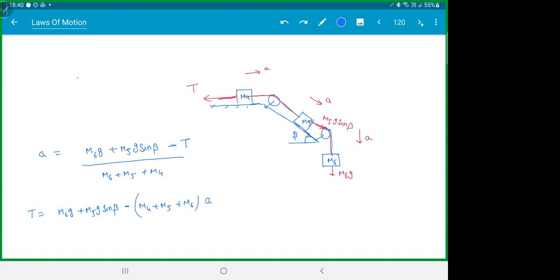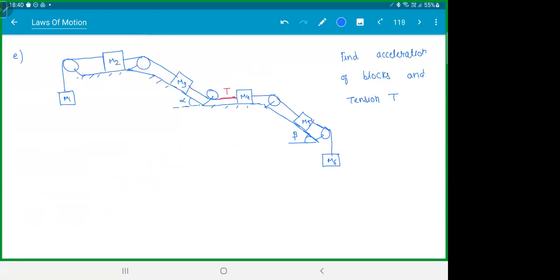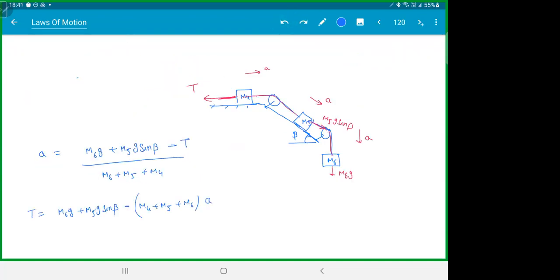So this way I can find tension wherever you want. No? I can cut it anywhere you want. If I ask you to find tension here, you cut it here. You want tension here, cut it here. And just take the left part or the right part and solve. Please check. Clear? Is this making sense, everyone? Can I go ahead? Next one.